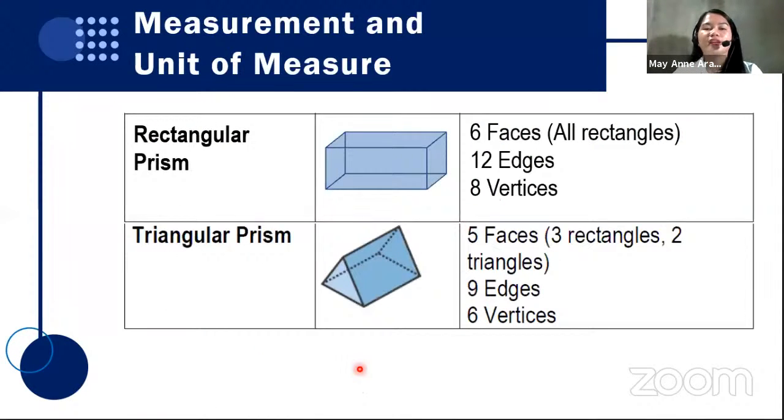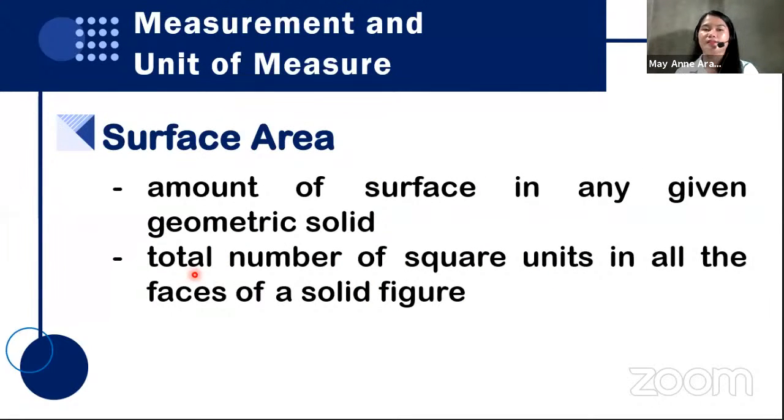Okay, and we have the rectangular prism. So there are 6 faces and all of them are rectangles, and there are also 12 edges and 8 vertices. And for the triangular prism, there are 5 faces. So 1 and 2 dun sa kabila, and then the base, and we have here 2 triangles. So right now we have 3 rectangles and 2 triangles, 5 faces, and we have 9 edges and 6 vertices. And well, it's just an introduction. So para lang alam nyo kung saan magagaling yung formulas, no?